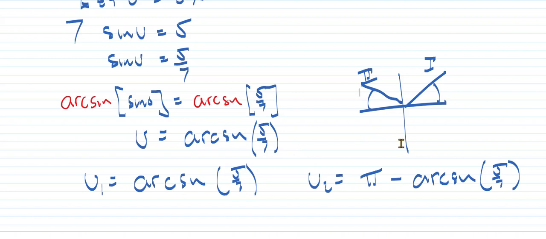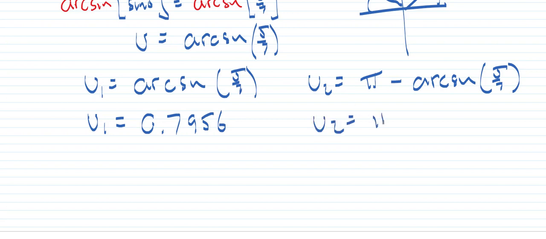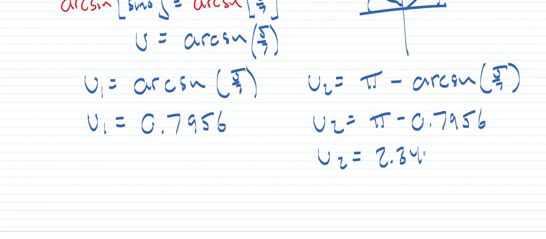Well, using Desmos, we can find that the arc sine, the angle whose sine is 5/7, u1, ends up being equal to 0.7956, and u2 is pi minus 0.7956, or u2 being equal to 2.3459. Well, we're not done. Those are the two angles whose sine is 5/7.